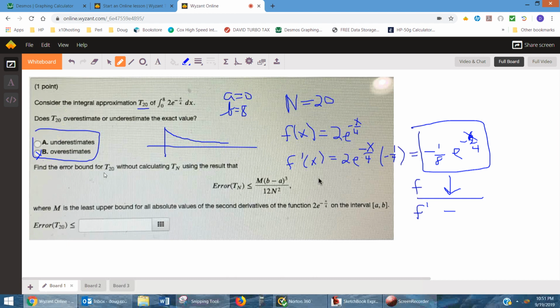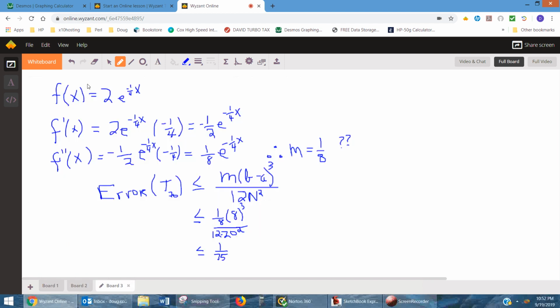Now, find the error bound for T sub 20 without calculating T sub 20 using this formula right here. So where they tell you that M is the least upper bound for all absolute values of the second derivatives of the function, and so on. So let's go to board 3. I've actually calculated the first and second derivatives, and you can pause the video to confirm.